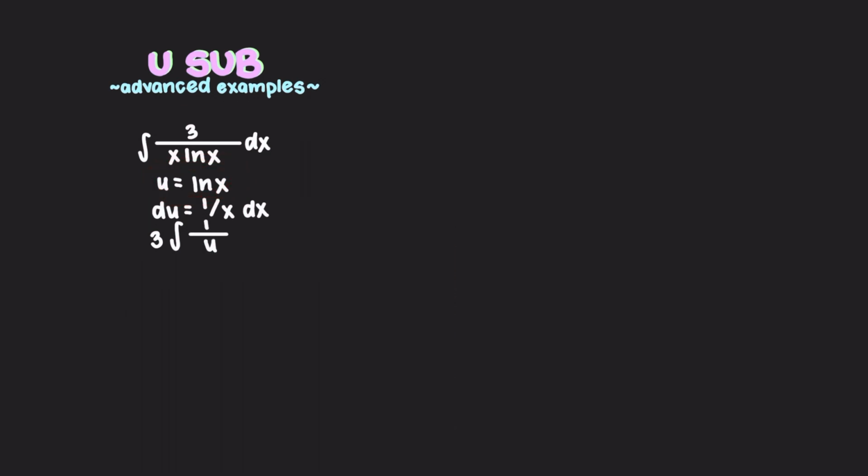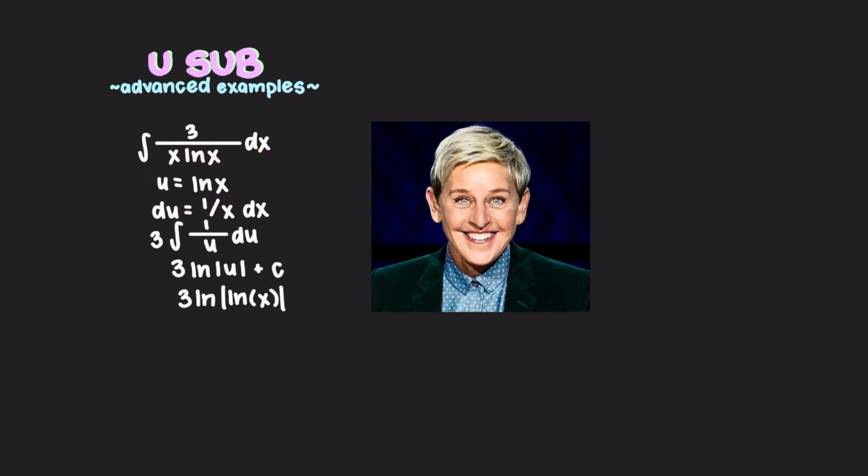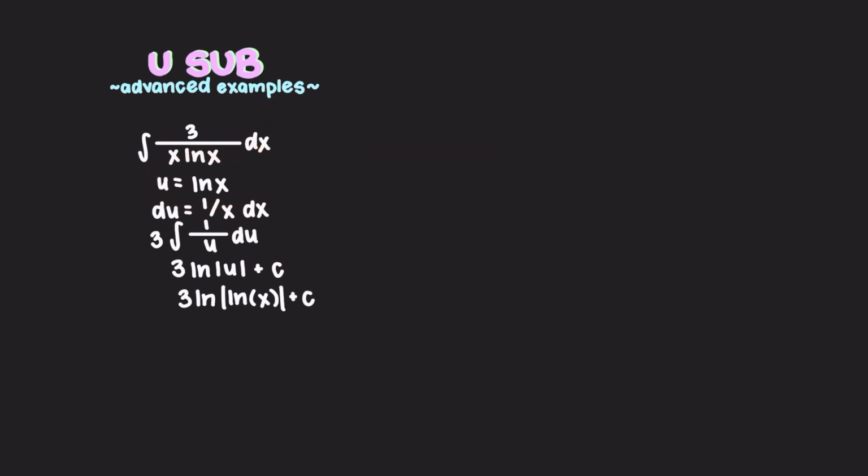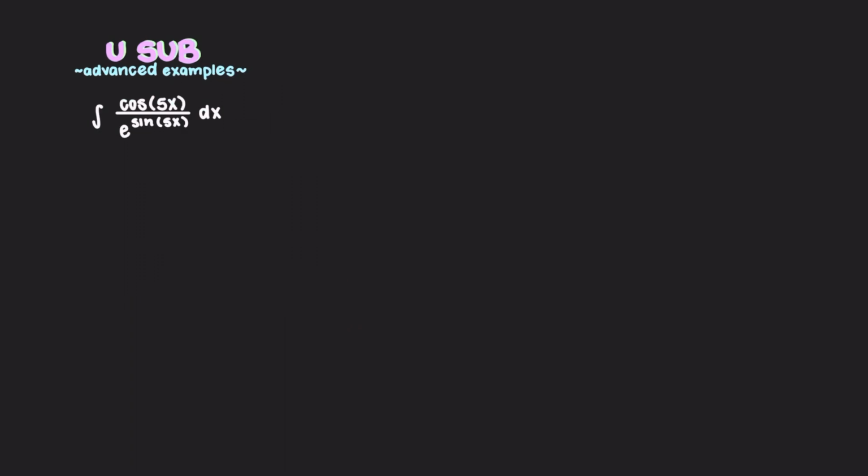It's going to be 1 over u. So we took care of the 3, we took care of the 1 over u, which is ln x. Now we just need to take care of this 1 over x dx, which is right here as our du. So this turns into ln of u plus c. When we plug in our u, it's 3 ln of ln x plus c, and this is our answer.